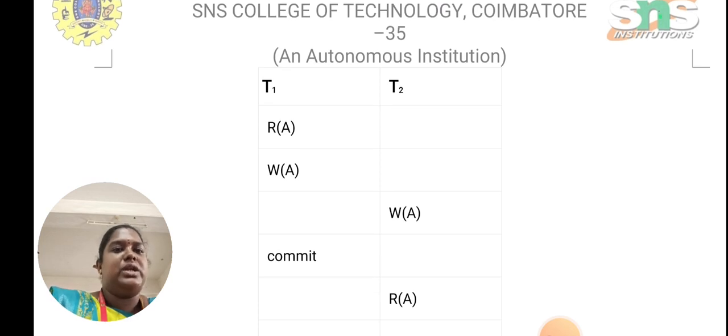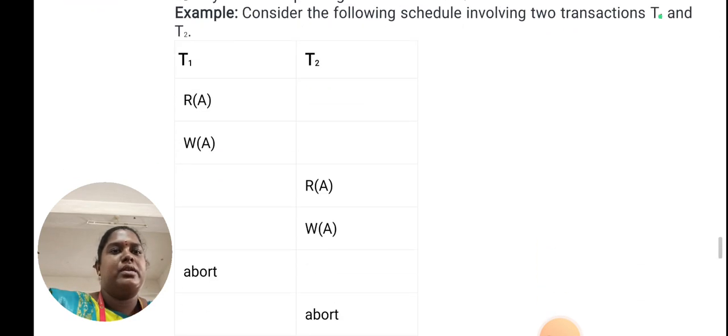If you have an example here, when T1 is transaction 1, both read and write operations will take place. After that, T2 will write. If they commit, then the read of A will happen in transaction 2.